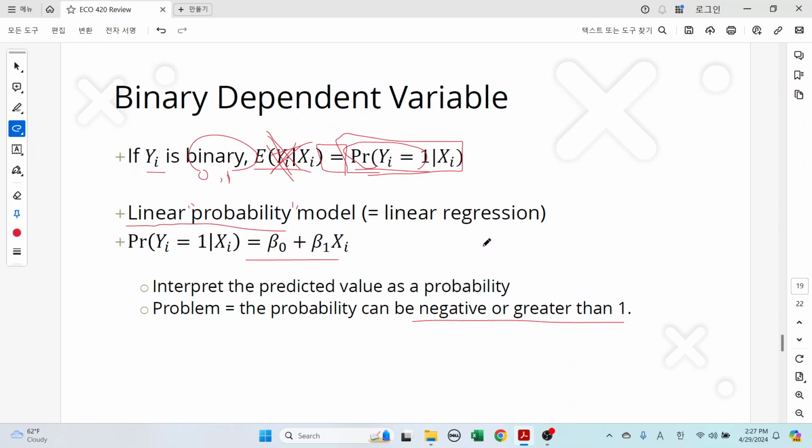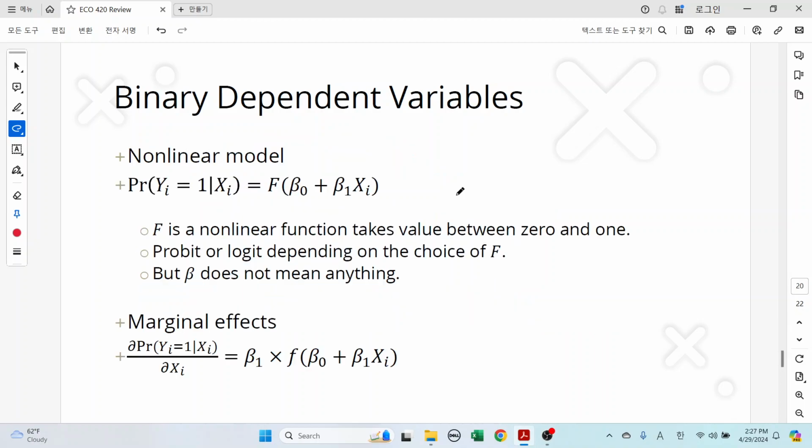So how to resolve that? We put another function here, right? We keep the linear part as usual, but we impose something else in front of that. This is a nonlinear function that makes the value between 0 and 1, so that the result is a probability. The most common model based on this idea is probit or logit, depending on the choice of link function.